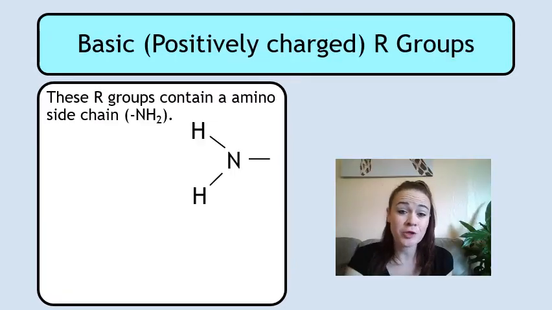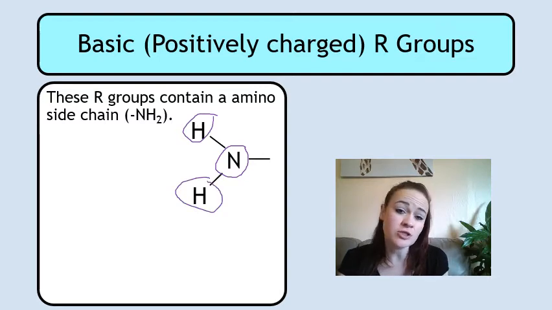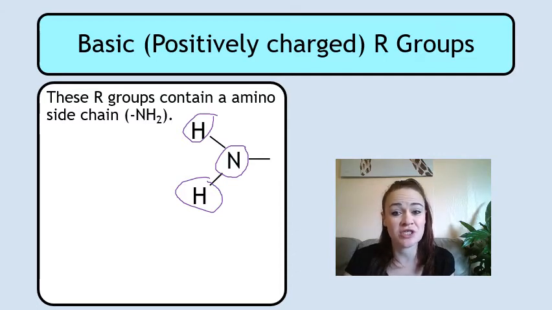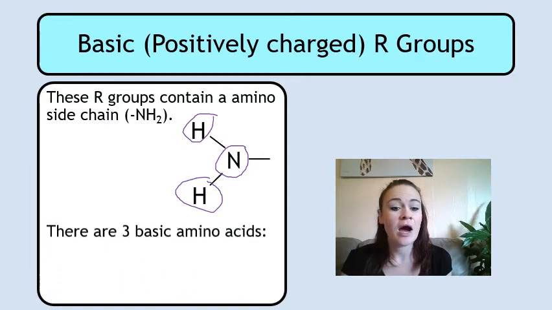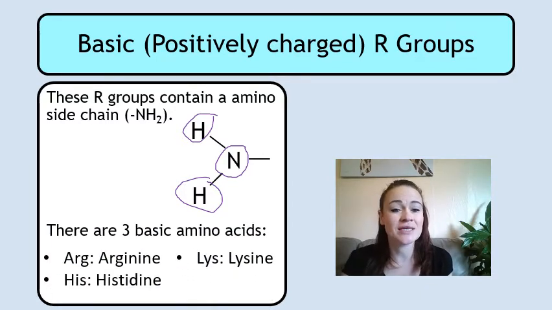The first group we're going to look at is the basic R group. These are positively charged. They contain an amino side chain, which is 1 nitrogen and 2 hydrogen atoms. You need to know the structure of these side chains, and you need to be able to look at that side chain and recognize that that's the amino side chain, so therefore it's a basic amino acid. Our basic amino acids, there's 3 of them, are arginine, histidine, and lysine.